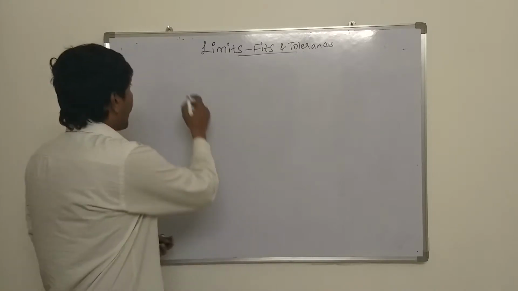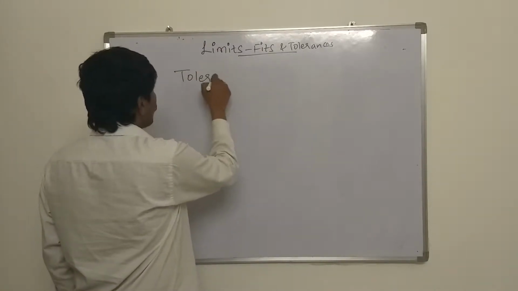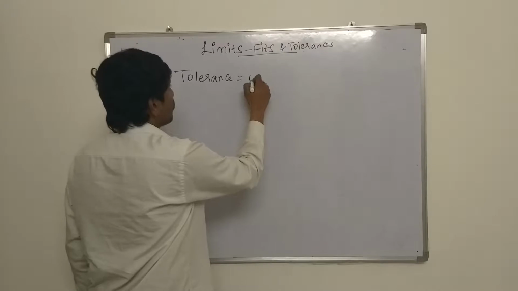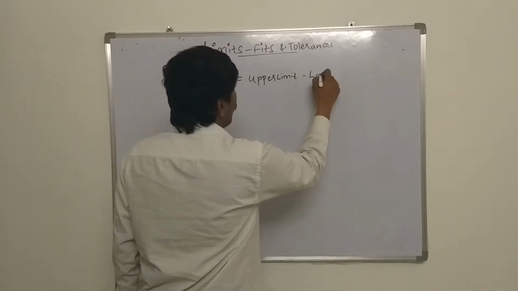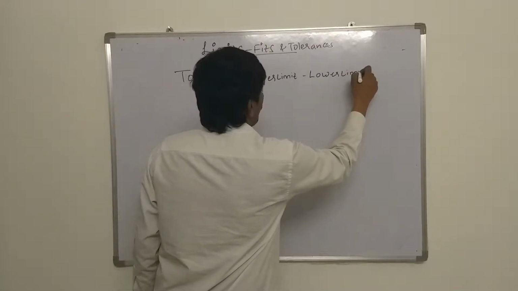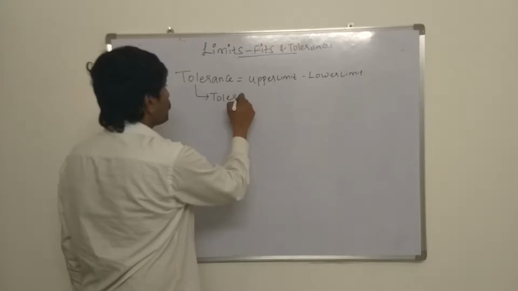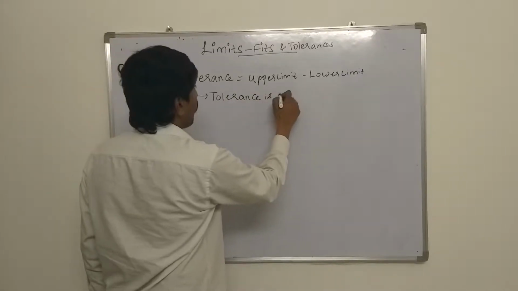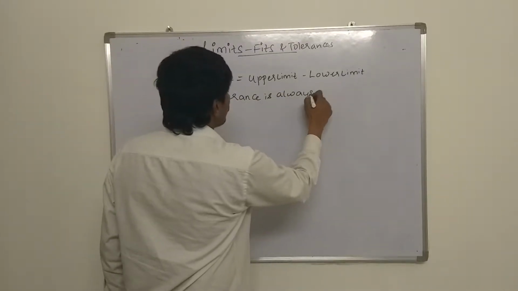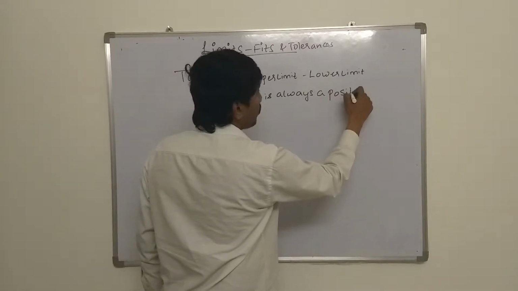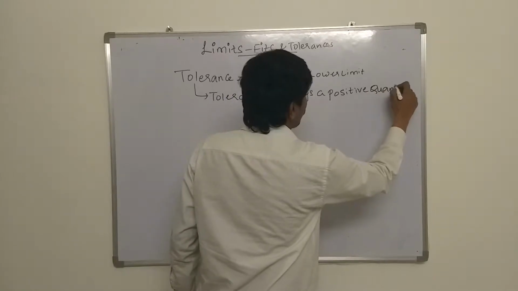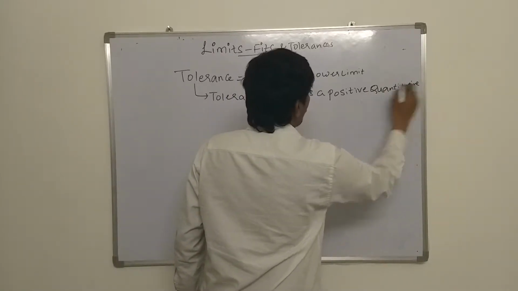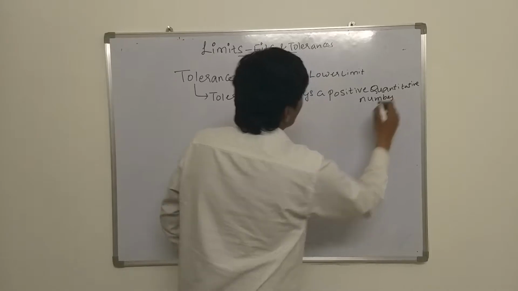Tolerance, as I mentioned, is equal to upper limit minus lower limit. And the important thing is that tolerance is always a positive quantitative number.